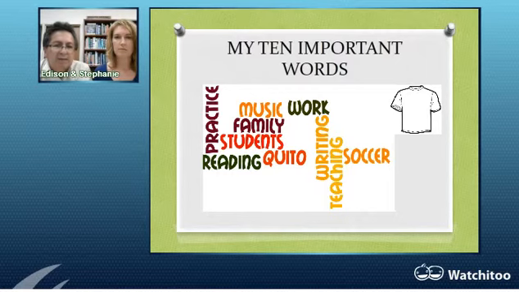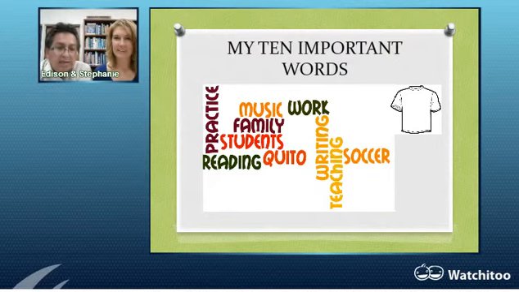But in this case, students are to write or to think about 10 words that are important to them. For example, in my case, these are my own 10 important words, like practice reading, students, Quito, places, things to do, or people too. For example, I love soccer. That's my second passion after reading. And then students can talk about this at the beginning.